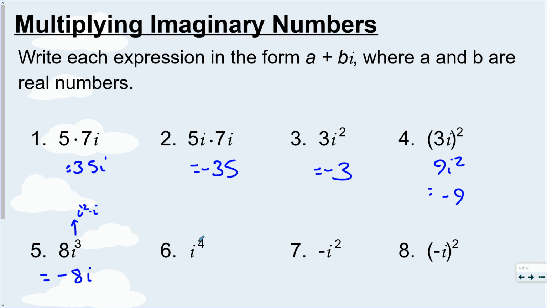Same thing here. You get i squared and i squared. You get two pairs of the i squared. They cancel out the negatives, turns positive. Ooh, negative i squared. Well, i squared is negative 1. Be careful, the negative sign is outside the i squared, so that applies after. You get 1. Let's make that clear, that you get an answer of 1.